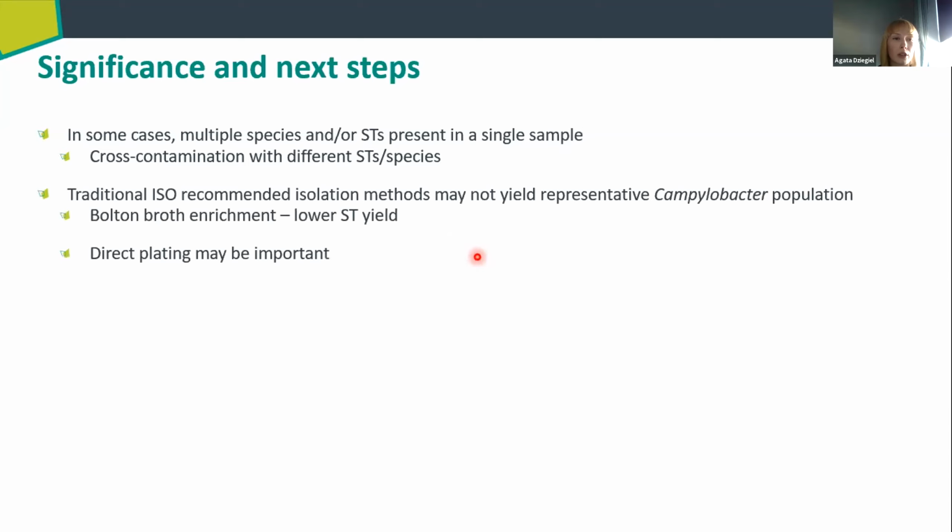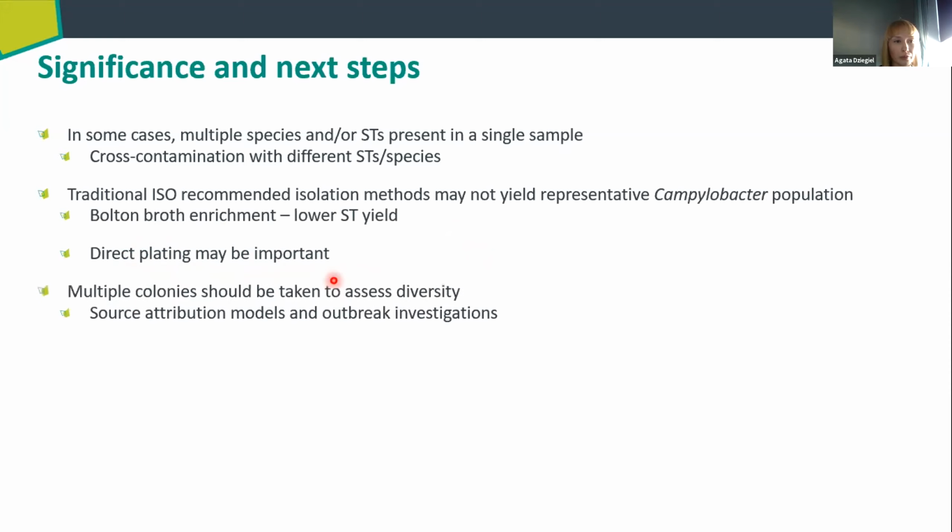And we also saw that some of the traditional isolation methods may not always yield a representative Campylobacter population. In particular, we saw that Bolton broth enrichment had a much lower sequence type yield compared to the alternative broth type. And we saw that direct plating may be important for the isolation of some sequence types, although this is just initial data, and we are looking further into whether these isolates can be isolated in the broths as well.